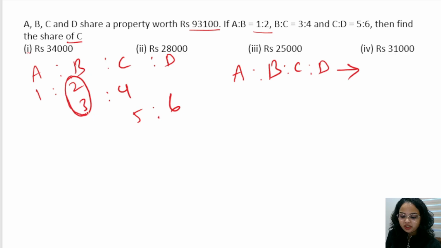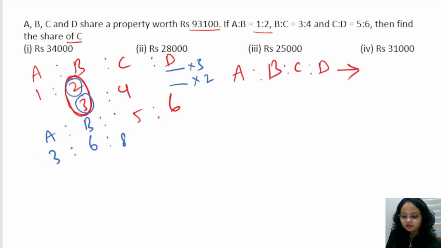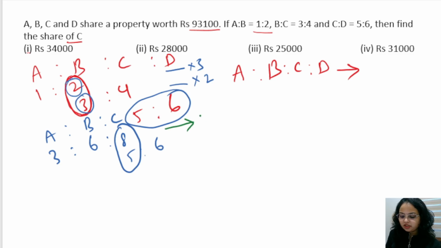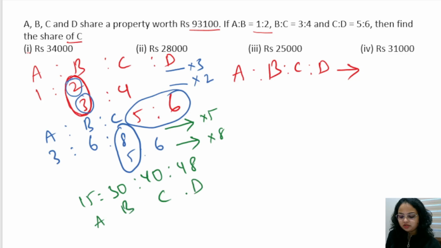Okay, so here we have to make the B numbers the same. So in this first ratio we will multiply with 3 because here it is 3. And in the second ratio we will multiply with 2 because here it is 2. We'll get 3 is to 6 is to 8. This is the ratio of A is to B is to C, and C is to D is 5 is to 6. Okay, and we have to make this number the same. So in this ratio we will multiply with 5. In this one we will multiply with 8. Okay, so here we'll get 15 is to 30 is to 40 is to 48. Okay, this is the ratio of A is to B is to C is to D.